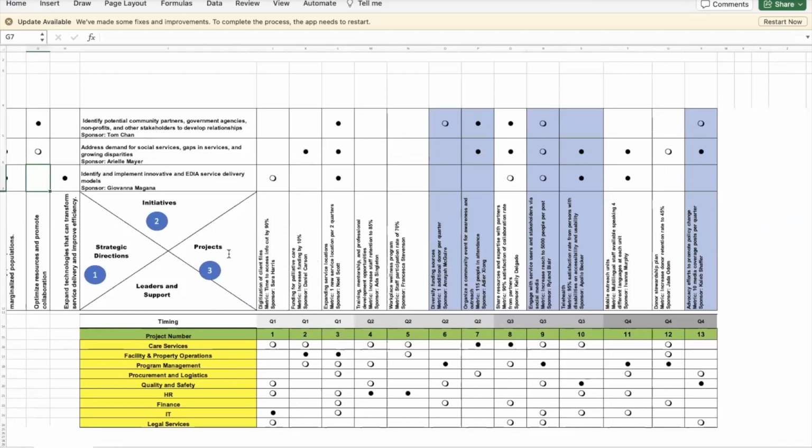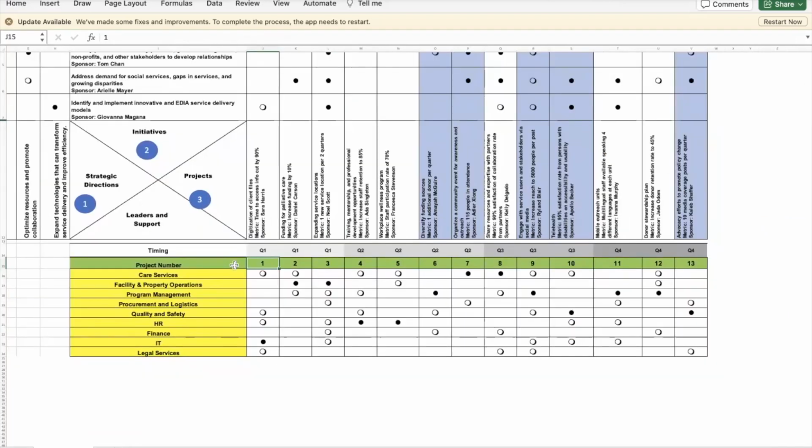Moving on to looking at how the projects are connected to the initiatives, you'll see that there are some projects that have no connection to any of the initiatives, some that may be strongly connected to all the initiatives, and some that are scattered in between. When looking at the projects, you can input the project number as a way to categorize, organize, as well as to see how many projects you have.